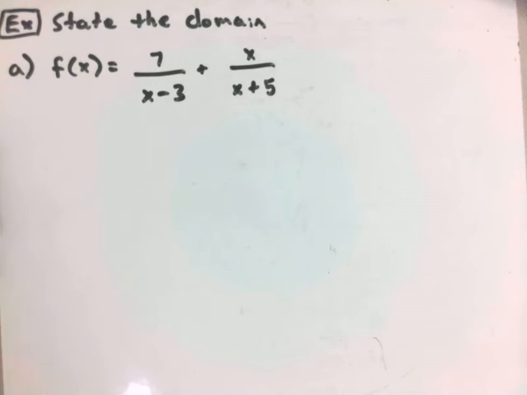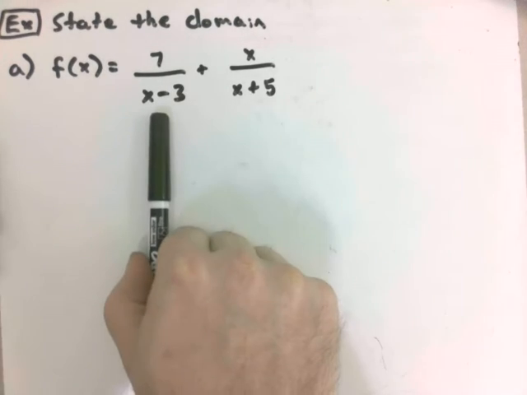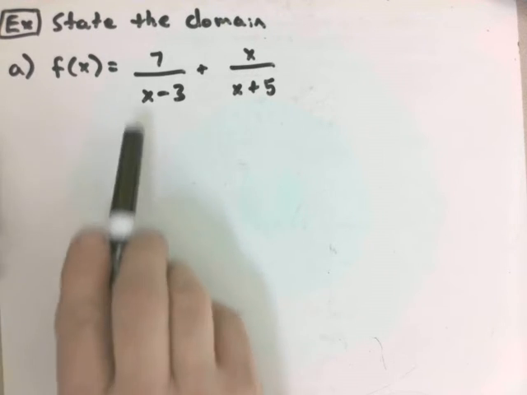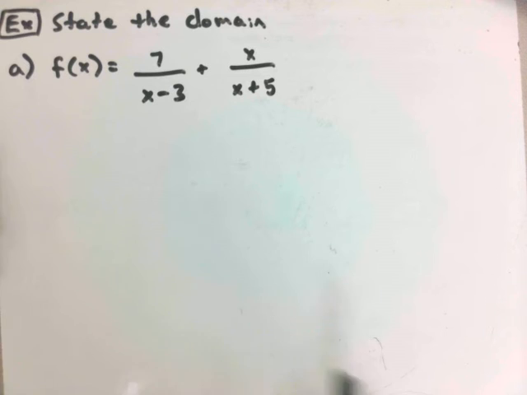For this example, we need to state the domain of the function. We have f of x is equal to two fractions being added together. The domain is always going to be all real numbers except whatever would cause you to get an error in the problem and not be able to calculate a y value. With this problem, we have some division, and you do get an error when you divide by 0.